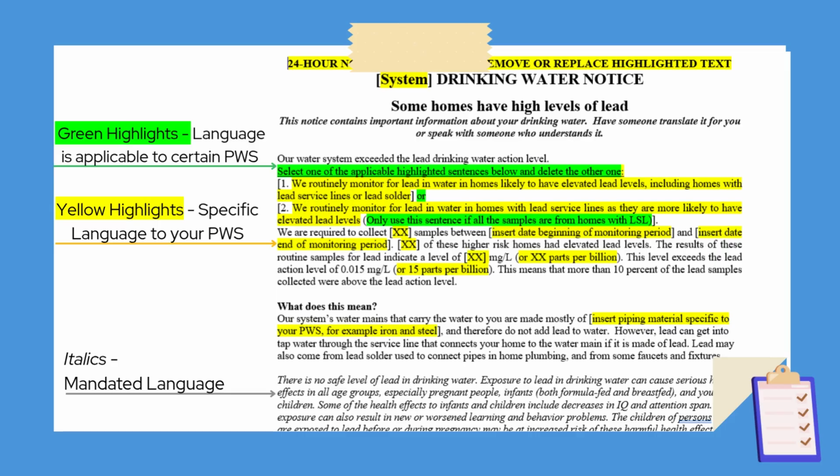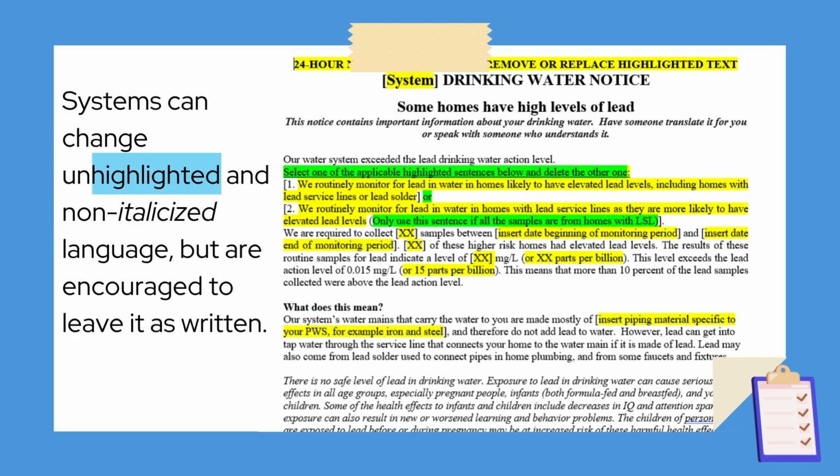Sections where text is only applicable to certain systems are highlighted in green, with instructions on what to do. Systems can change the unhighlighted and non-italicized text if needed, but are encouraged to leave it as written. If systems do need to change any unhighlighted and non-italicized text, that cannot undermine the message of the notice and must be approved by MassDEP prior to distribution.